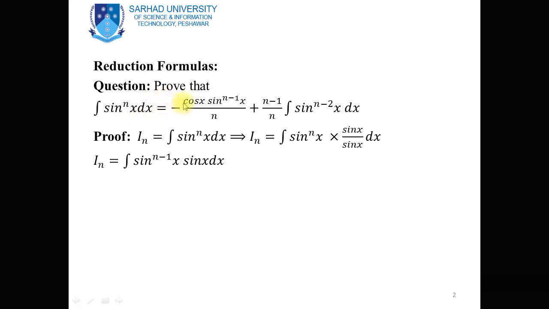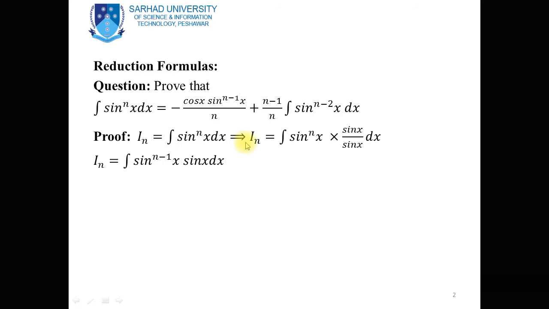You see over here, this is the reduction formula for this integration: minus cos x sine x power n minus 1 divided by n plus n minus 1 divided by n, integration of sine x power n minus 2 with respect to x. Now, how to prove this result? For example, integration of sine x power n with respect to x is equal to I_n.